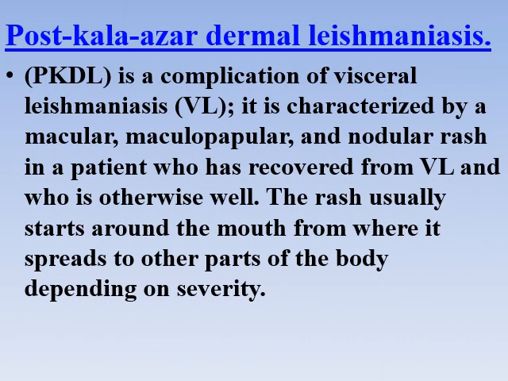The other type of leishmaniasis we have is PKDL, post-kala-azar dermal leishmaniasis. It is a complication of visceral leishmaniasis. It is characterized by macular, maculopapular, and nodular rash in a patient who has recovered from visceral leishmaniasis and became well. The rash usually starts around the mouth, from where it spreads to other parts of the body depending on severity.